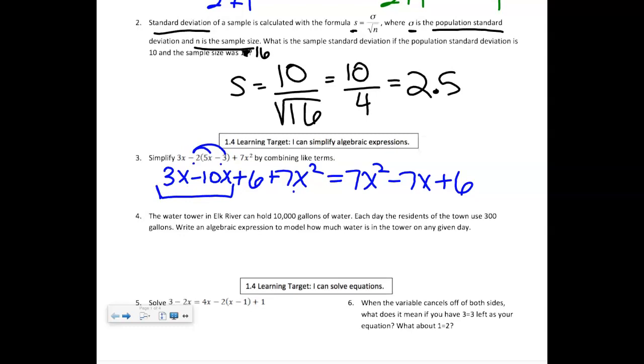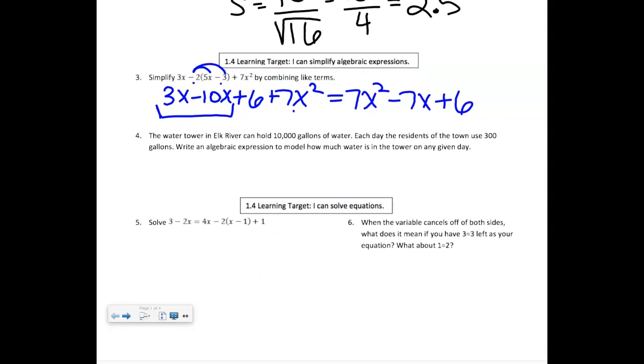Okay. Our next problem, we did do some of this on our homework. So reminder, this is where you're reading your problem, you're just writing an equation, and you're looking at what kind of words they are using. Are they spending money? Are they gaining something? That tells you if you're going to use a plus or minus. Okay. So in our water tower in Elk River, it can hold 10,000 gallons of water. And each day, the residents of the town use 300 gallons. We're going to write an algebraic expression to model how much water the tower has after any given day.